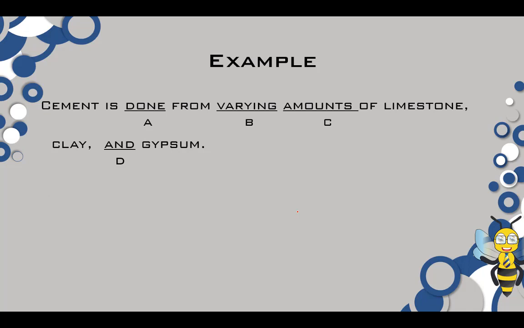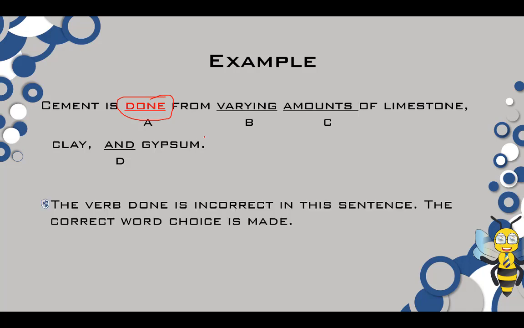Okay, so here we have an example. Cement is done from varying amounts of limestone, clay, and gypsum. Letter A. Well, number one, we're talking about make versus do, so it's really obvious that the answer is done, right? But how can we know? Well, in this case, we're expressing that cement is formed, it's composed. And we said that when we're talking about composition, we should use the verb make, and not do.